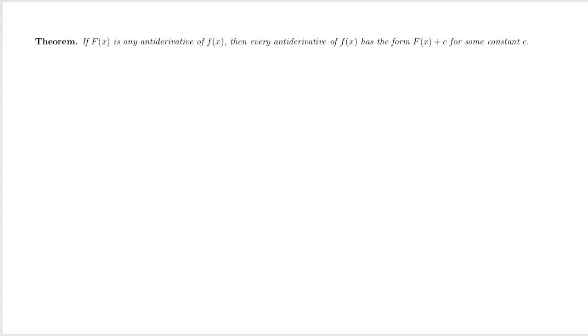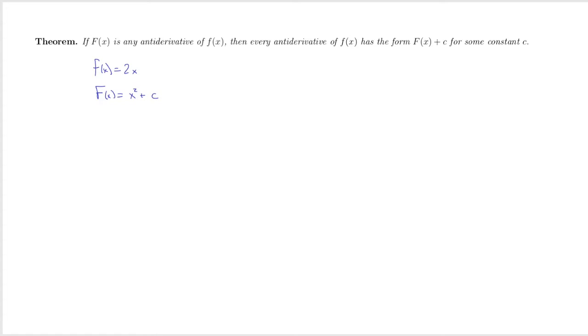And how do we know that? Actually, we proved this as a corollary to the mean value theorem. We said that if two functions have the same derivative, then they differ by a constant. And if two functions have the same derivative, that's saying that they are both antiderivatives of the same function.